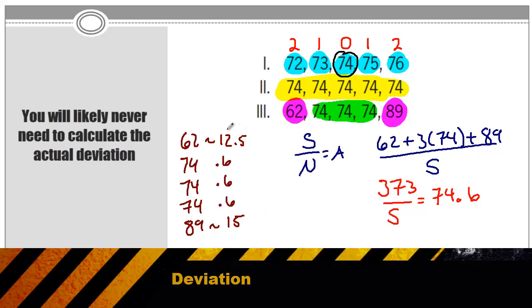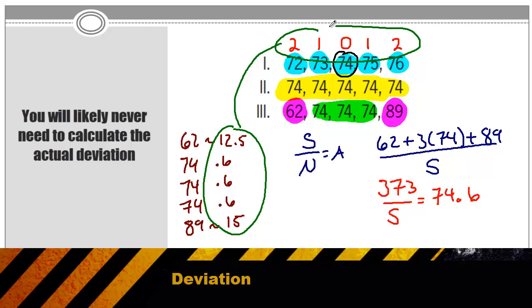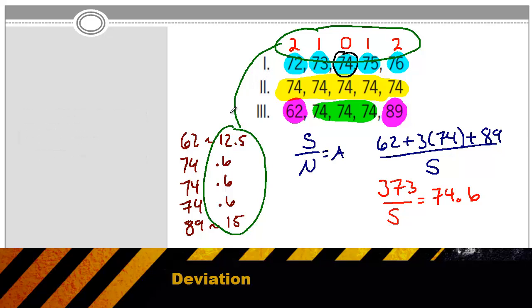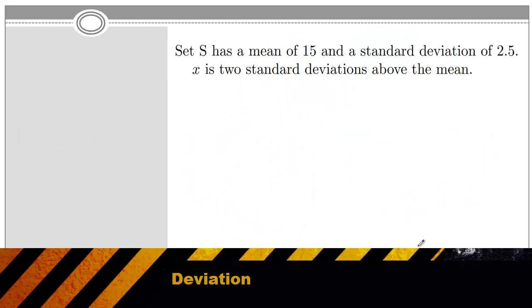Now it becomes clear. If I add up 12.5 and 0.6 and 0.6 and 0.6 and 15, that's going to be much, much bigger than my deviations of 2, 1, 0, 1, and 2. So set 3 has the highest average deviation away from the mean of the set. Even though you'll never have to calculate the actual deviation of a set, you will have to know what to do with the standard deviation if they give it to you.